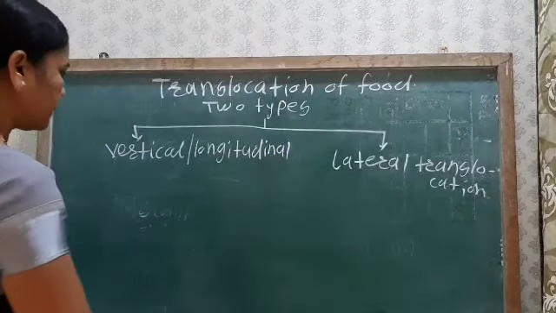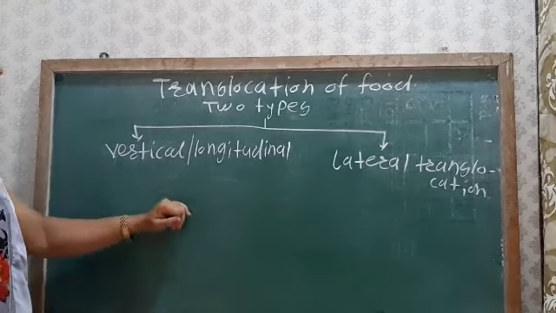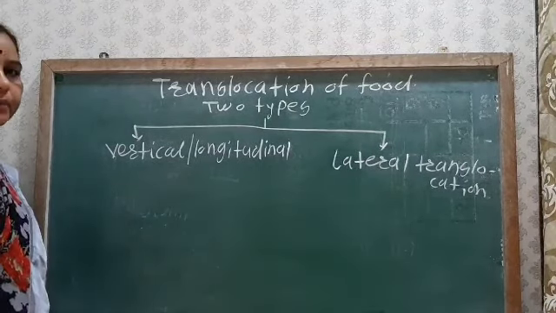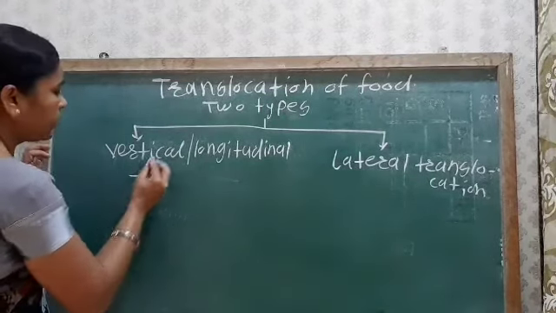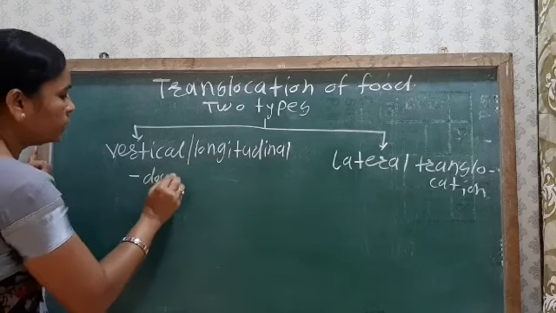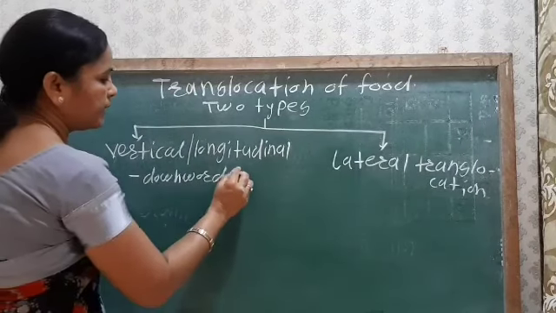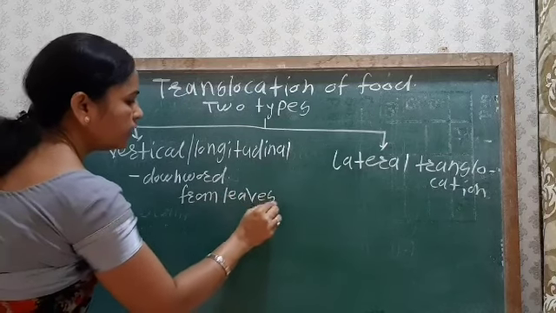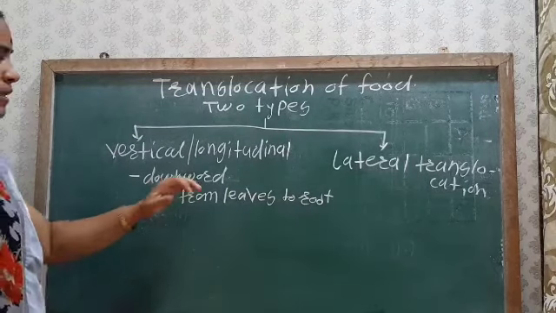Okay, so vertical translocation or longitudinal translocation means what here? The transport or translocation of the food mainly takes place from the leaf to the root, that is downward. So here the movement of the food is mainly downward. How does the downward movement take place? From leaves to root. So this type of translocation is downward.